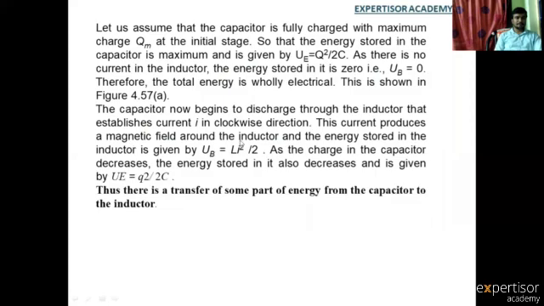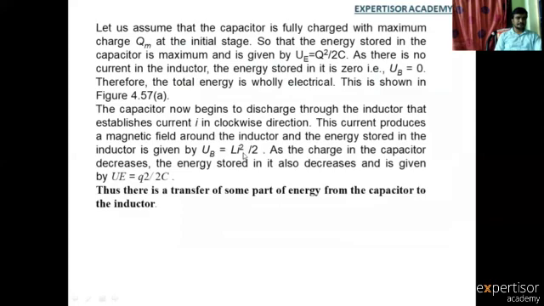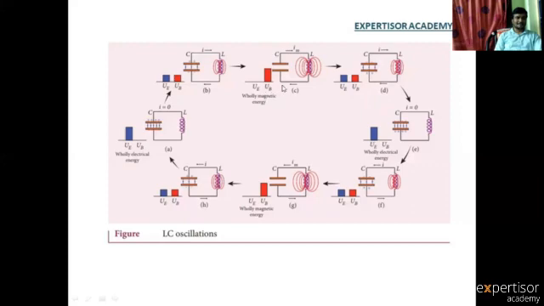This current produces a magnetic field around the inductor, and the energy stored in the inductor is given by L i square by 2. As the charge in the capacitor decreases, the energy stored in it also decreases and is given by Q square by 2C. Thus, there is a transfer of some part of energy from the capacitor to the inductor. Here, the energy in the capacitor is zero, but in the inductor, the energy is L i square by 2. This is wholly magnetic energy.